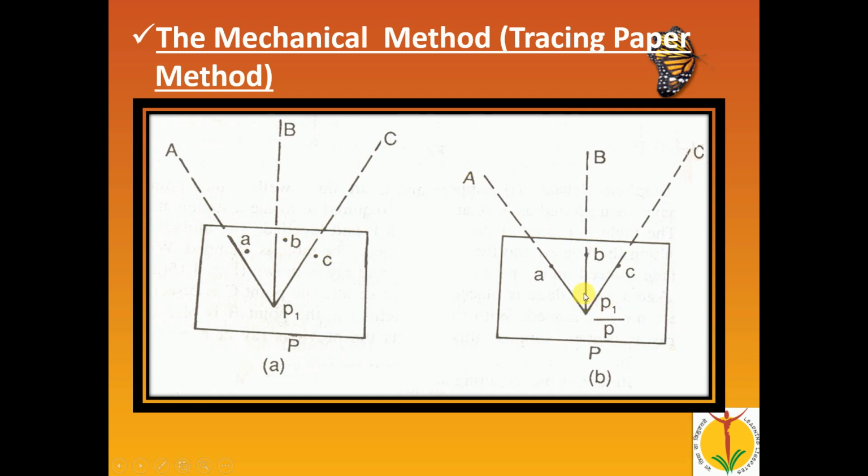But when you move the tracing paper, the position of the point shifts, and after shifting you get the new position of point P, and this is exactly what we want, the actual missing point, found with the help of the tracing paper. So this is the second method of the 3-point problem, the mechanical method or tracing paper method.